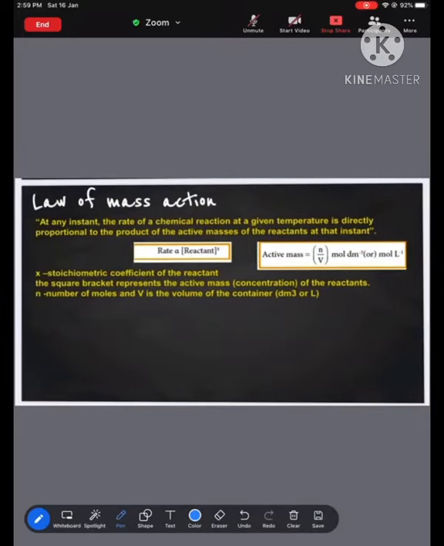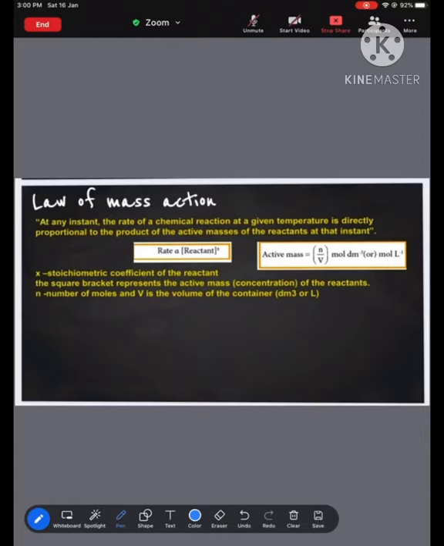So next we'll study the law of mass action. It's very important because we will be applying this law in coming derivations. The law states that at any instant, the rate of a chemical reaction at a given temperature is directly proportional to the product of the active masses of the reactants at that instant. This is what the law statement says.